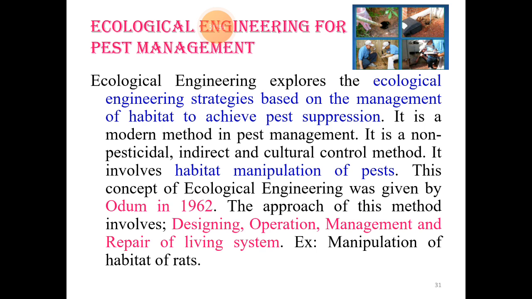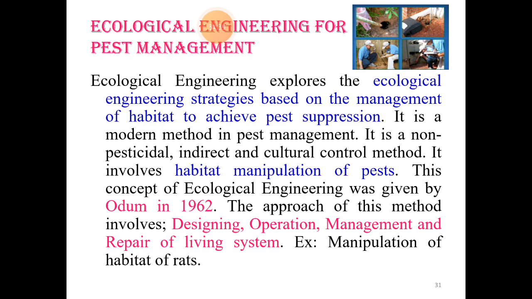The next IPM approach is manipulation of the environment of pests. It is also called the ecological engineering process. In this technology, the habitat or the living place of the pest is altered or changed or manipulated. It is a modern method of pest control. It is non-pesticidal. You're not going to kill the pests directly. So, it is an indirect method.